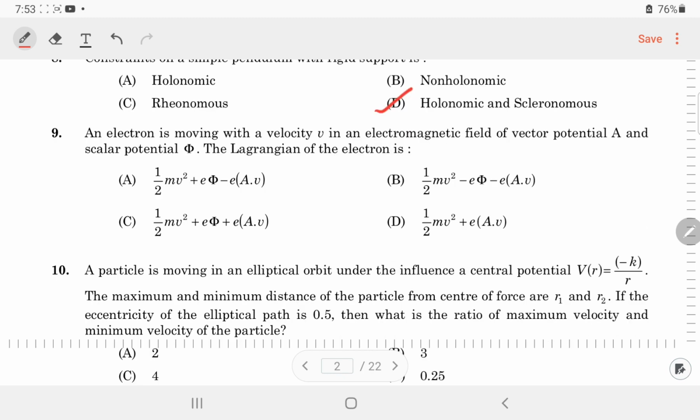Next question. An electron is moving with a velocity v in an electromagnetic field of vector potential A and scalar potential phi. The Lagrangian of the electron is, the answer is option A, that is half m v square plus e phi minus e into A dot v.